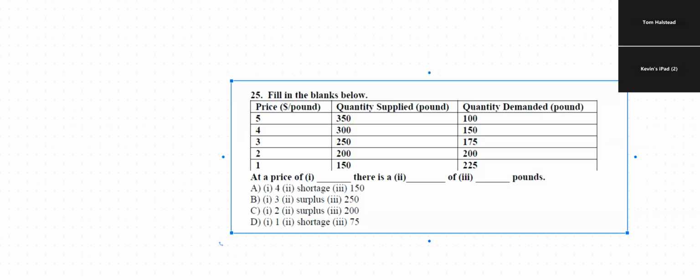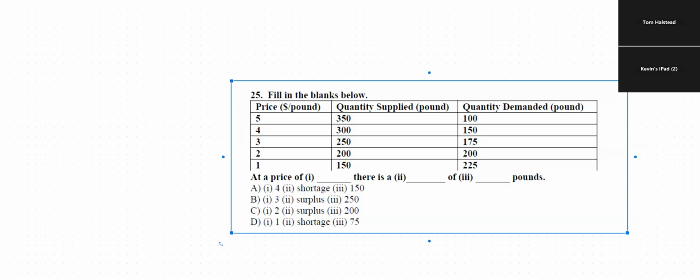So what am I seeing? Oh, I see. It's looking like D to me, because if you look at 150 versus 225, it's a shortage of 75. So that's just math. At the price of one, there is a shortage of 75 pounds. Yeah, that'd be D. How did you get there again? What did you see on the graph?